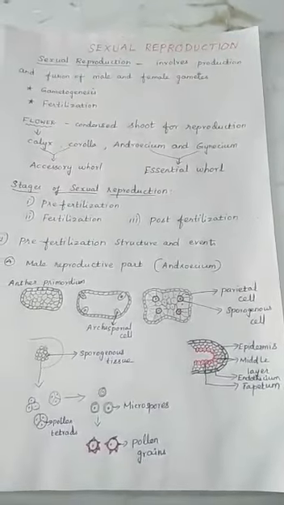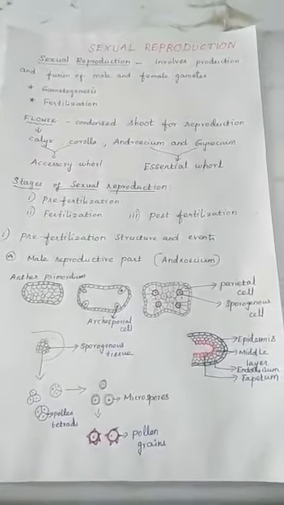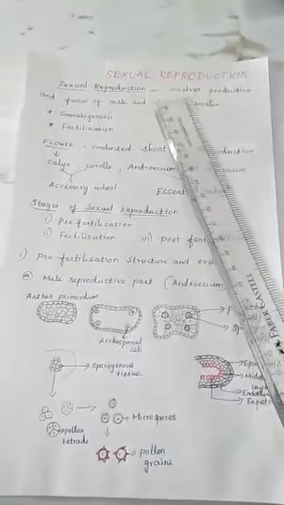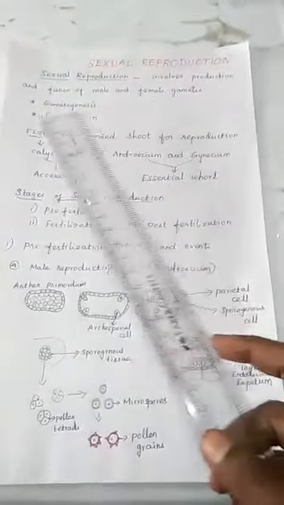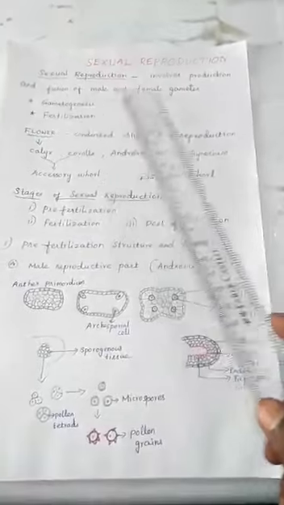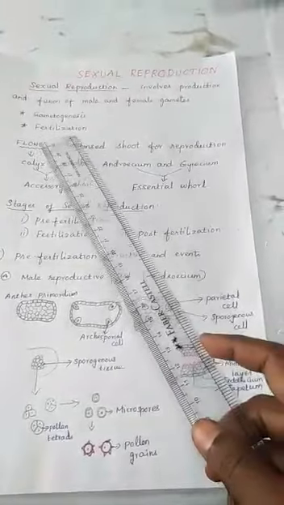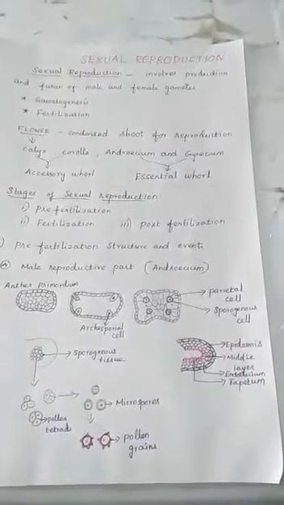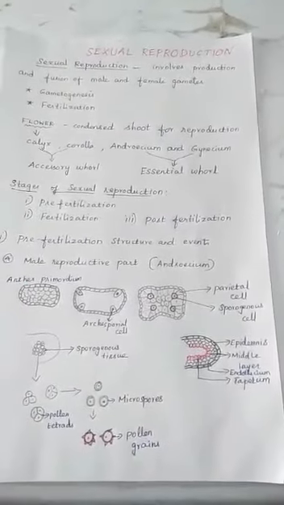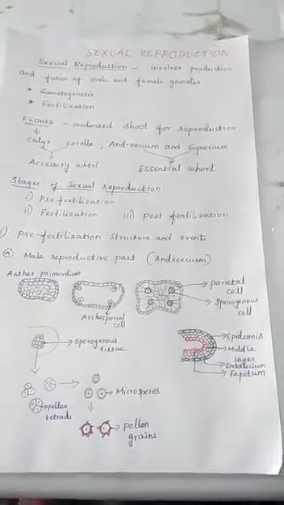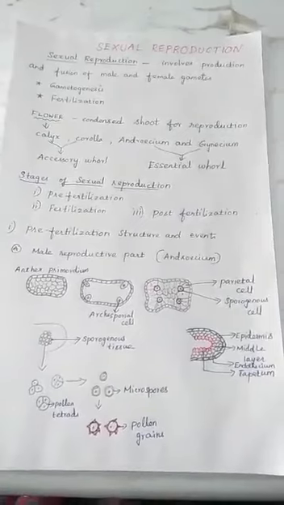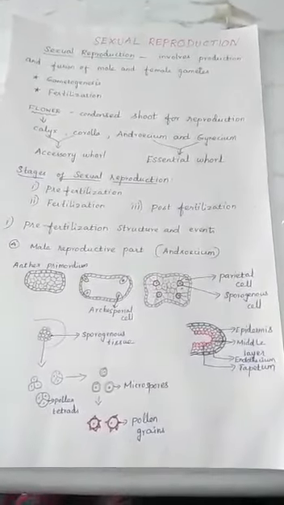Sexual reproduction involves production and fusion of male and female gametes. The production of male and female gametes is gametogenesis. Fusion of male and female gametes is called fertilization. The reproductive part of the plant is the flower. Yes, the condensed shoot modified for reproduction is nothing other than the flower.